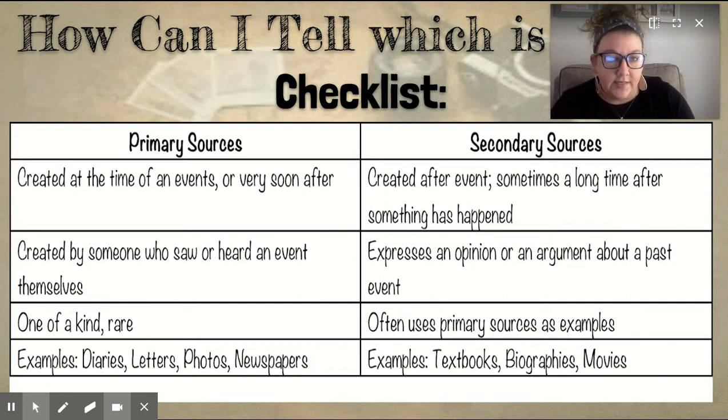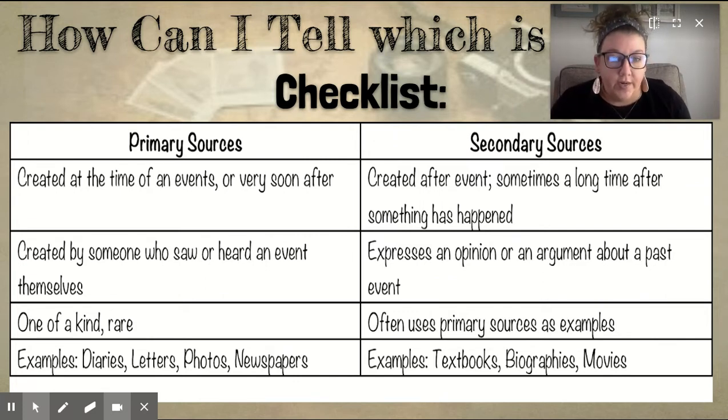Now, a letter itself is not rare, but no two letters are going to be the same. The guy experiencing the trenches of World War I in France is going to be different than the guy in Germany experiencing the same thing. Both are valid sources, but they are different letters. Diaries, letters, photos, newspapers, things that were there.